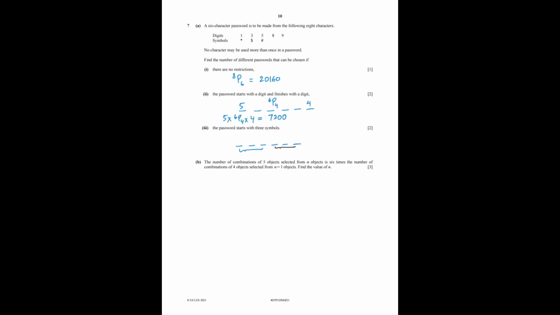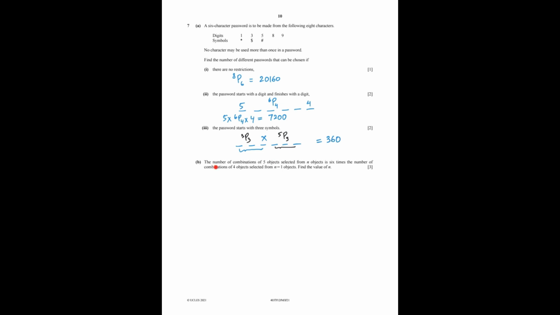So the leftover part we have is 5, and among those 5 we need to pick any 3. Alright, now for this one we need to select 3 characters, right? So it will be 3 permutation 3. So you can say that it's 3p3 times 5p3, which is equal to 360.